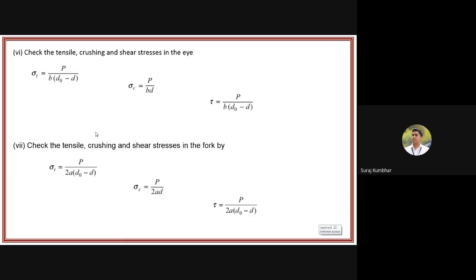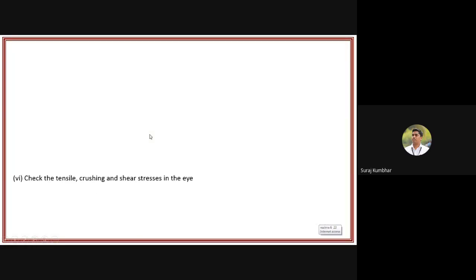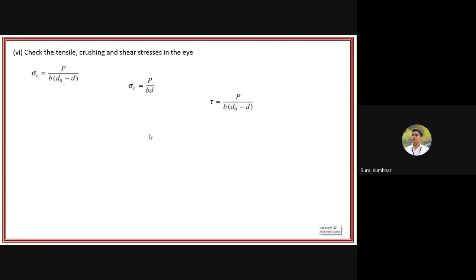So first, what? You need to find out all these things: the diameter of the rod, then the enlarged diameter, then the A and B values, then small d, that is the diameter of the pin, then D0 and D1. All these things you need to find out first. Then you can find out the stresses, sigma t, sigma c, and tau. But you need to cross check whether the sigma t you get using this formula is under the permissible tensile stress or not. If it is beyond the permissible stress, then your single eye is going to fail. It should be less than the permissible tensile stress value.